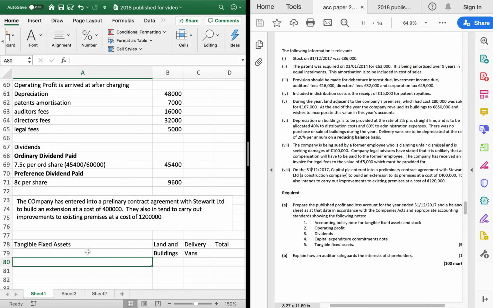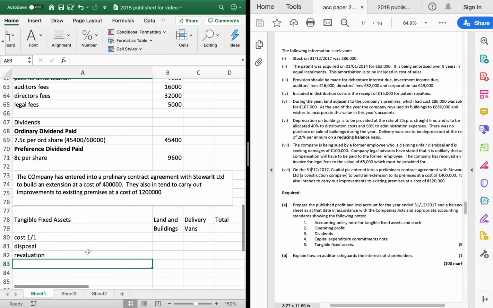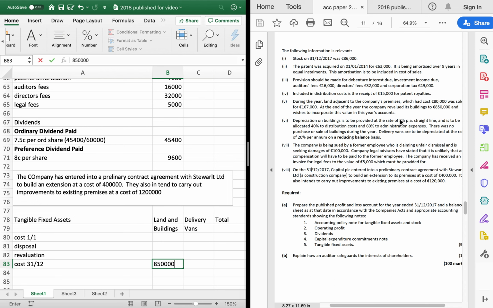So what we do is we show the cost at the first of the first, disposal or acquisitions, and the revaluation. They're basically the things that can happen to land and buildings, and the end will be the cost at the 31st of the 12th. So really we look at what's happened. So what I'm going to do with land and buildings is we know at the end of the year it was 850,000. Just going to put that there to start off with.